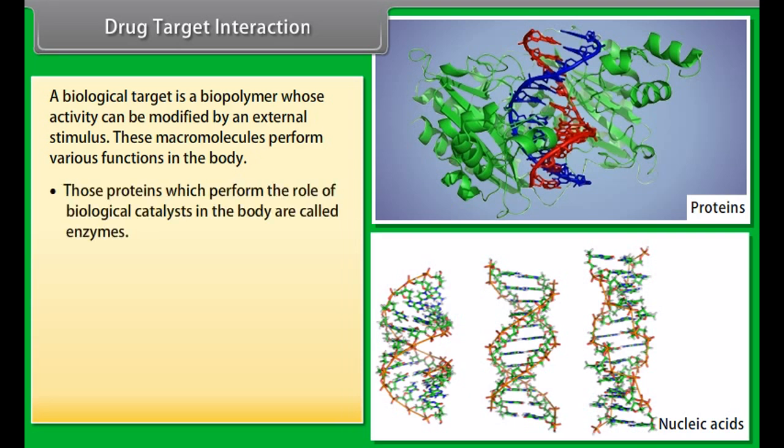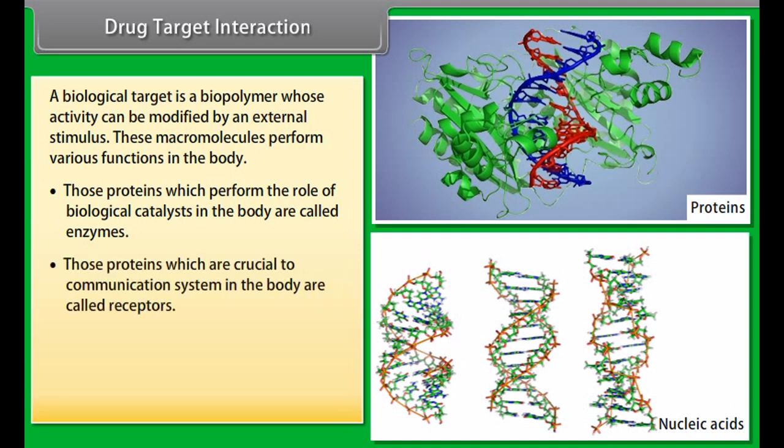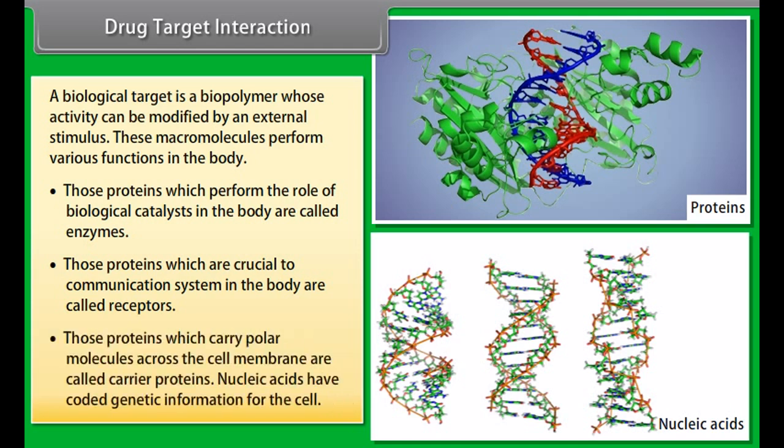Those proteins which perform the role of biological catalysts in the body are called enzymes. Those proteins which are crucial to the communication system in the body are called receptors. Those proteins which carry polar molecules across the cell membrane are called carrier proteins. Nucleic acids have coded genetic information for the cell. Enzymes as drug targets.